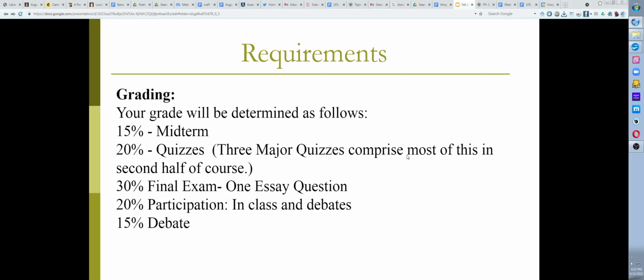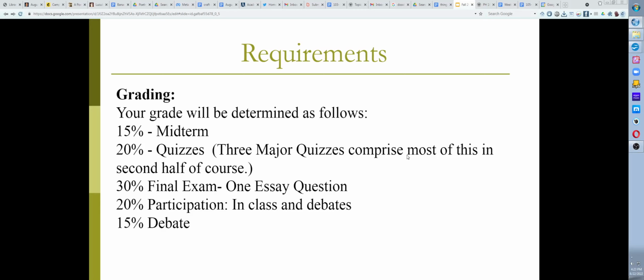20% of your grade comes from participation. Half of that will be just general engagement in our seminar discussions in class, and the other 10% of that will be just on 7 debates that we're doing throughout the semester that you will have an opportunity to participate in. And you'll get separate grades for each of those debates, as we'll mention more about later.